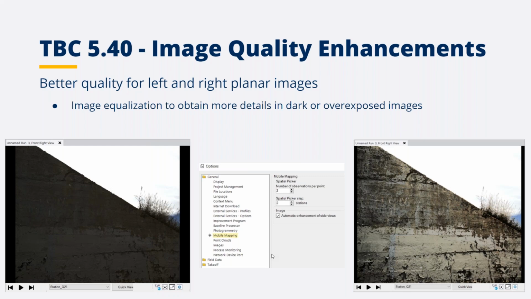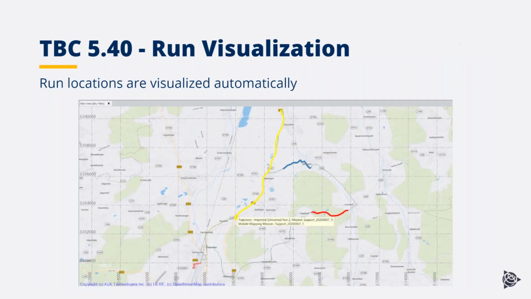All right, that's a nice enhancement we have. And the final thing, maybe a little bit minor compared to those two, is that we now automatically show the run locations after you import MX9 mission to TBC. So you see these colorized run locations automatically. You can also hover over the trajectory, and TBC will show this small yellow box, which will say that this is run 2 from mission, and so on. So that's a minor but nice improvement.